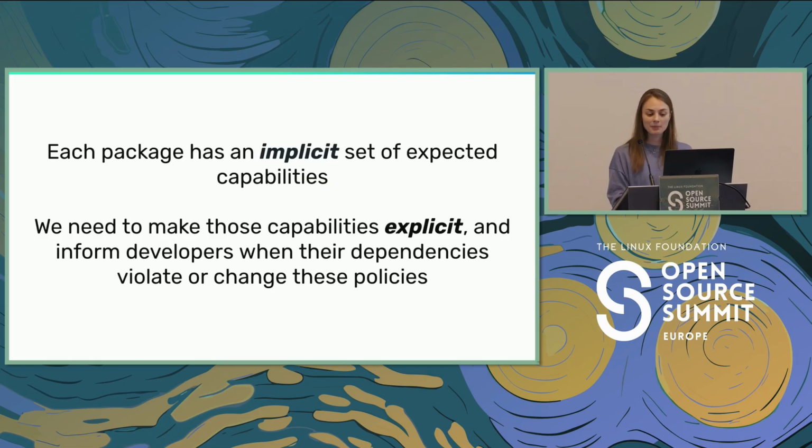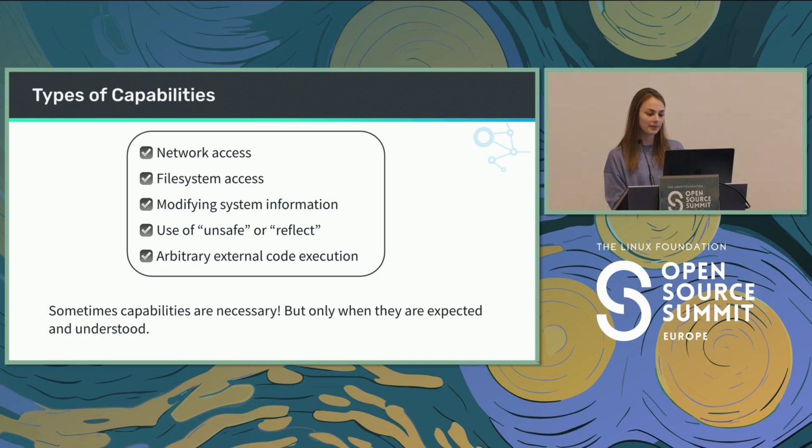And we can apply a similar model to open source software dependencies. The idea here is that each package already has an implicit set of expected capabilities baked into its functionality. We need to make those capabilities explicit so that developers can build policies around what capabilities they're happy for their dependencies to have, and also to be clearly notified when the capabilities of the software that they're using change. There are several types of capabilities a piece of software might have, some of which should be considered secure or privileged. Things like network access, file system access, or arbitrary external code execution.